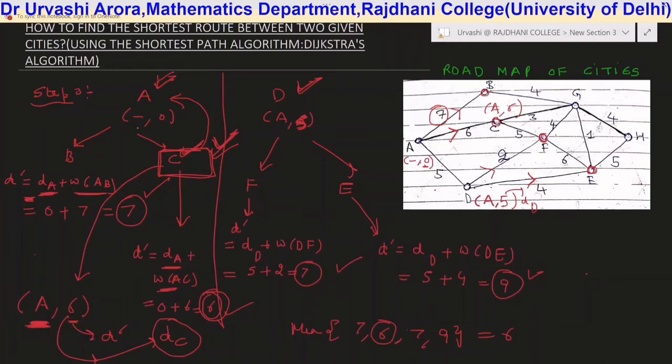By the end of step 3, there are 3 vertices that have been labeled so far. One is the starting vertex A, which we gave the label -0. Then in step 2, we got a label for the vertex D, which is A5. And now by the end of step 3, the vertex C also has been labeled, and the label it has received is A6. So this is the end of step 3.